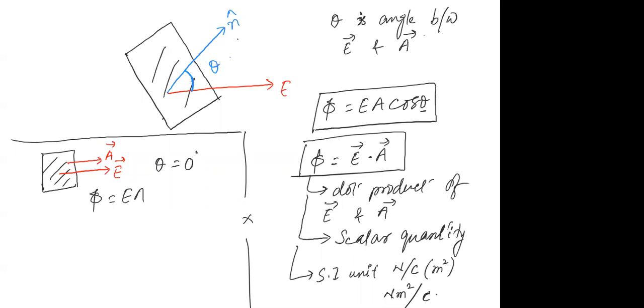Flux will be equal to EA cos 0. So flux will be simply equal to E multiplied by A. This is the maximum flux that can flow. In this case, the flux through the surface would be maximum. Did you understand? The maximum number of field lines that can flow through the surface is when the area vector and electric field vector are in the same direction. If both are in the same direction, then in that case maximum field lines will flow through the surface. Is it clear? Note it down quickly, note it fast.